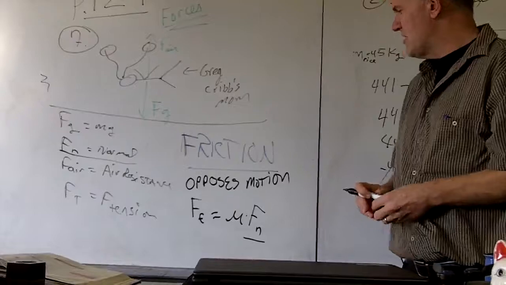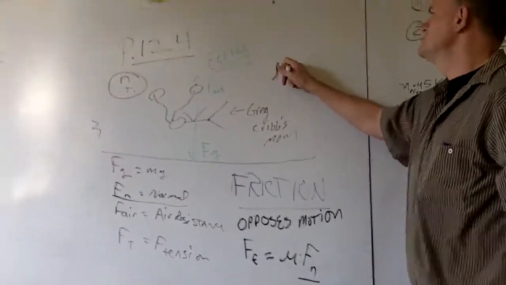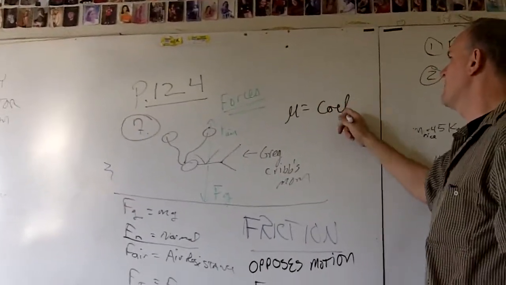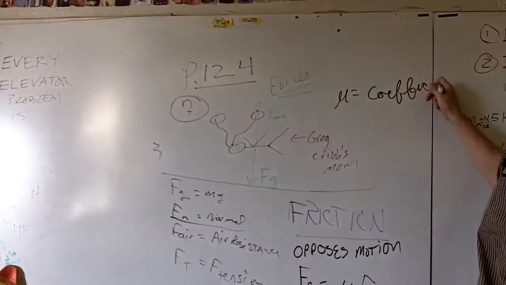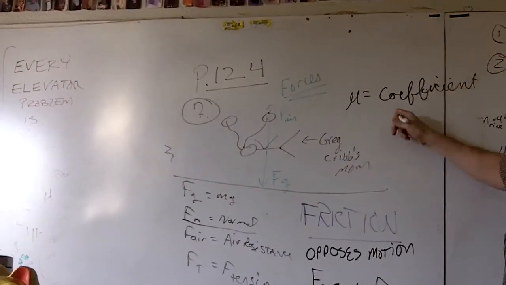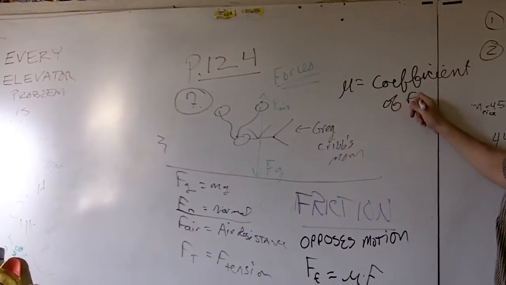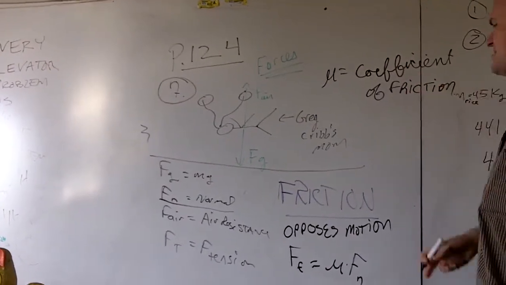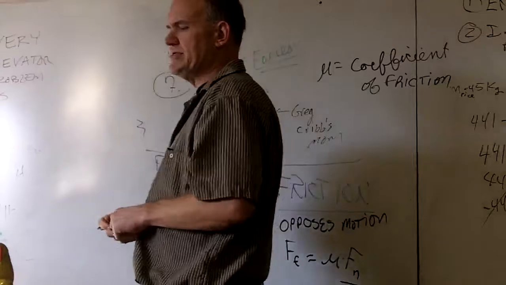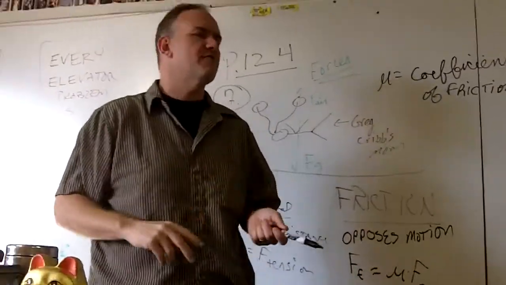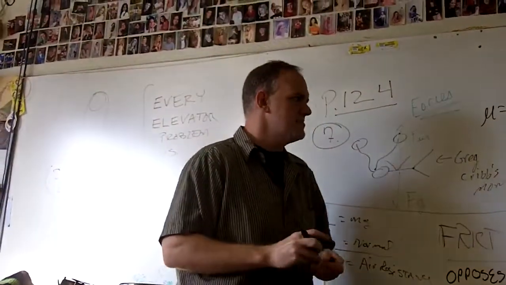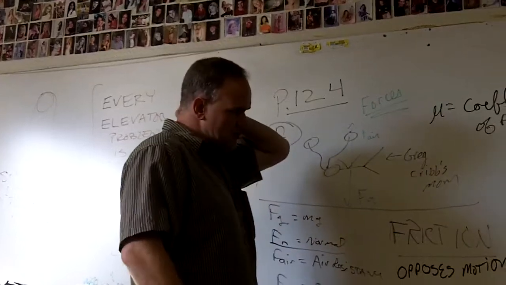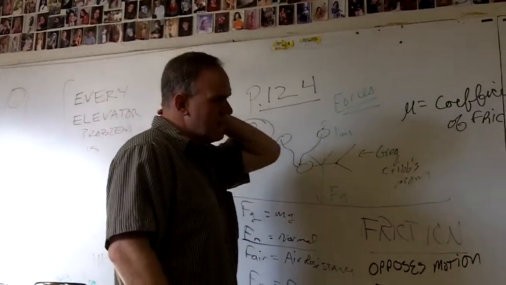Now, what is that mu thing? Well, mu is the coefficient of friction. And what it is, it's a constant. It's a number. It's something you'll get off of a chart. Coefficient of friction is a constant.